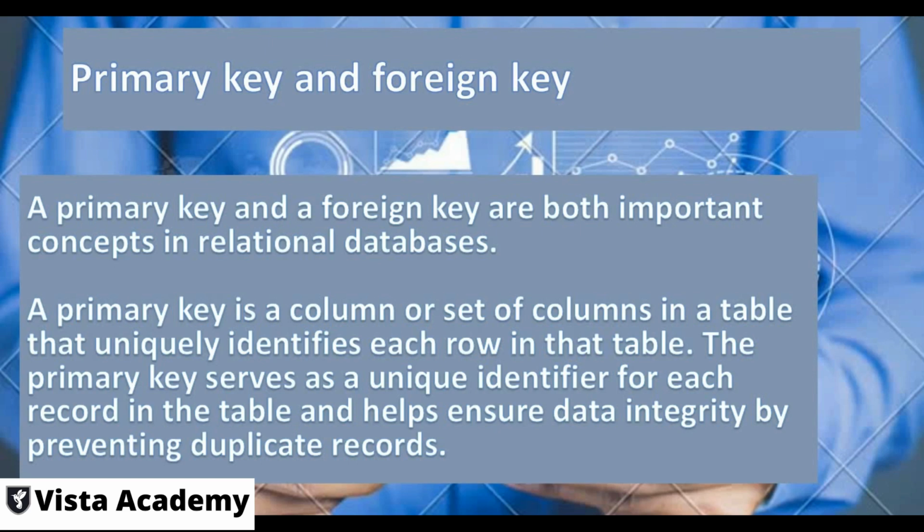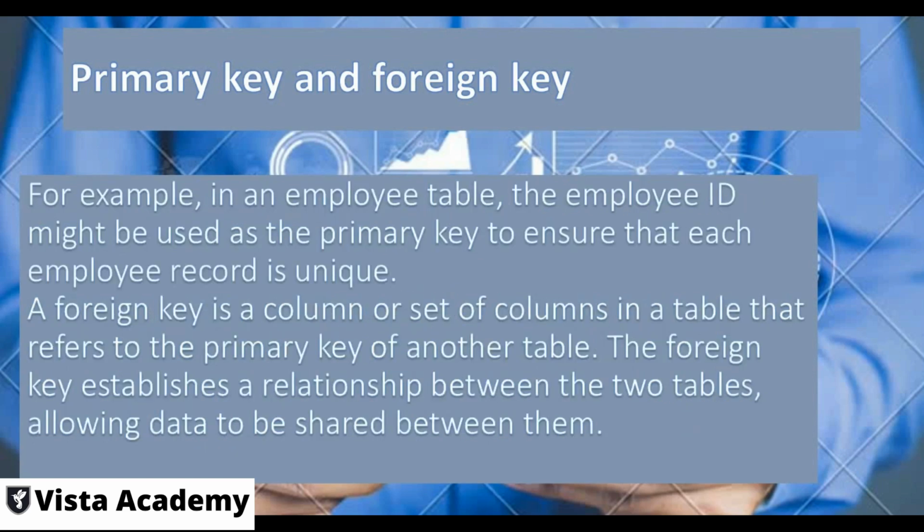The primary key serves as a unique identifier for each record in the table and helps ensure data integrity by preventing duplicate records. So the primary key will give us a unique value for that row, and we can identify that row with the help of the primary key. For example, in an employee table, the employee ID might be used as a primary key to ensure that each employee record is unique. So it helps us find employees from an employee table.